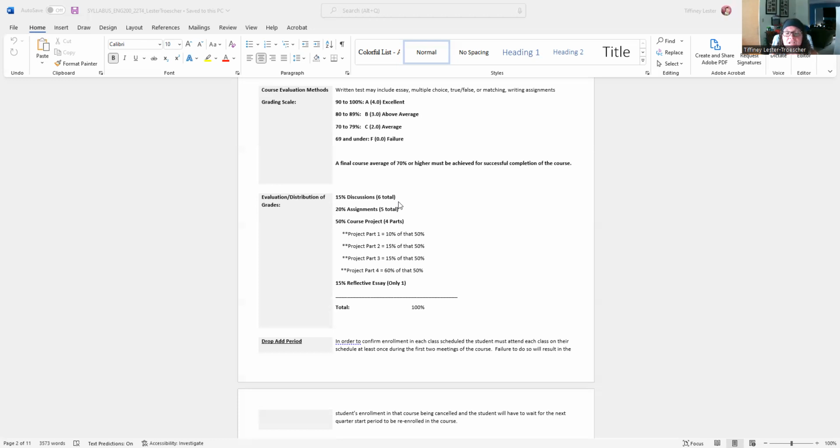And then we have our reflective essay. There's only one of them. You'll do it in week 10. It is not nearly as formal as the course project research paper is. And you'll basically be given the questions, the prompt ahead of time so that you can prepare. But it's a reflective essay. You'll be reflecting on your experience in the class with the course project, and that's worth 15%.